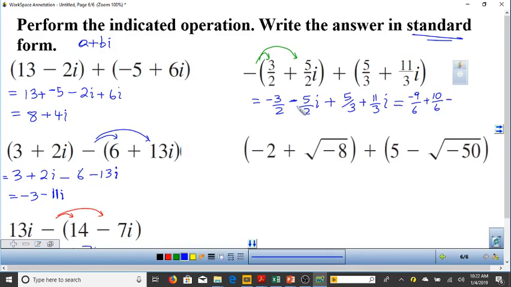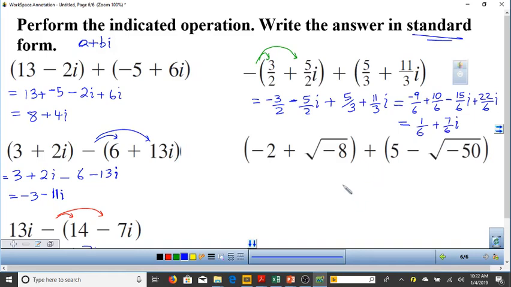And then for the i's, we multiply numerator and denominator of this part by 3. We get negative 15 over 6i. And multiply numerator and denominator by 2, we get plus 22 over 6i. Combining like terms, negative 9 over 6 plus 10 over 6 is 1/6. And negative 15 over 6 plus 22 over 6 is 7/6 i. And that is the answer.